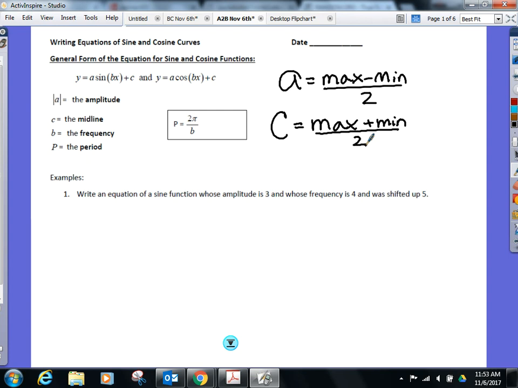Well, why'd you skip over B? Why'd you go right to C? Well, B's a little bit different. I don't have a formula for you for B. But I have a formula that has it in it, and that's our period formula. I don't have a formula that goes right to B. What we're going to do is use the period formula to find B. 2 pi over frequency. That's what we're going to use today to find the B value.